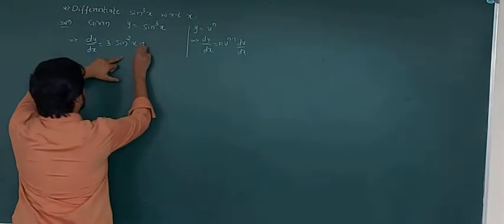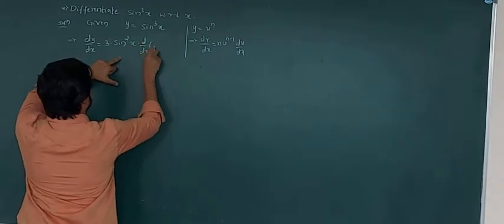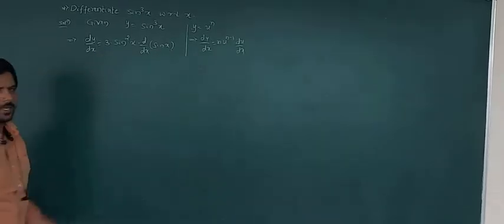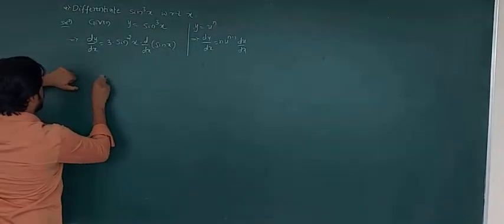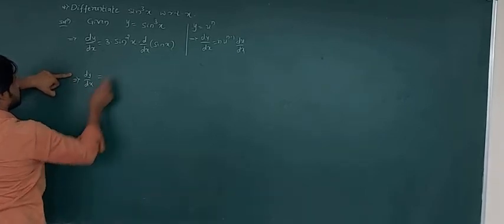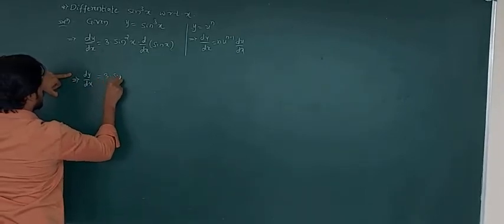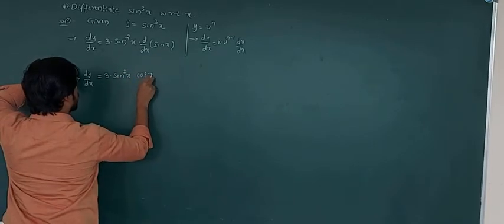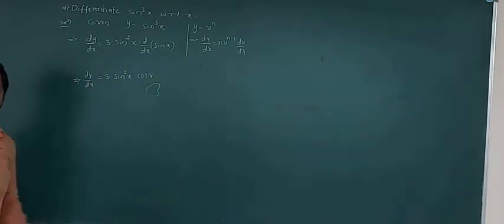Into d by dx of sin x, because here we have the function u equal to sin x. So dy by dx is equal to 3 into sin square x into the differentiation of sin x, which is cos x. So this is the solution of the equation.